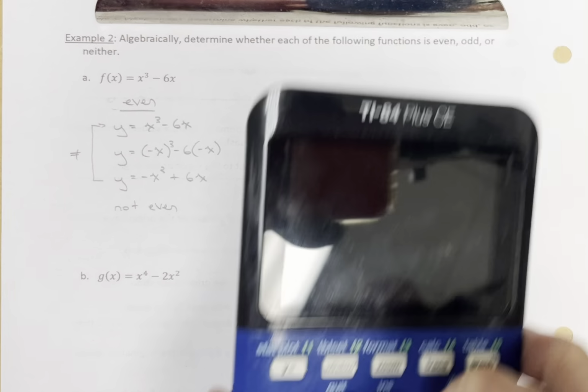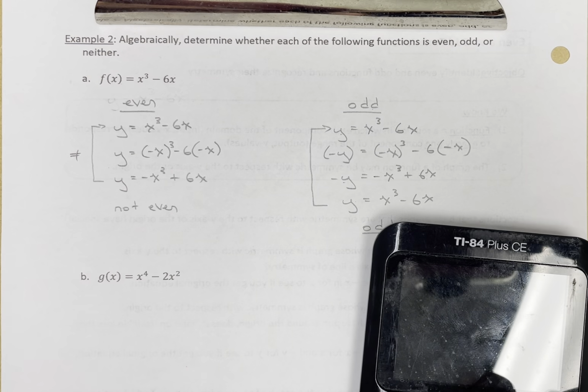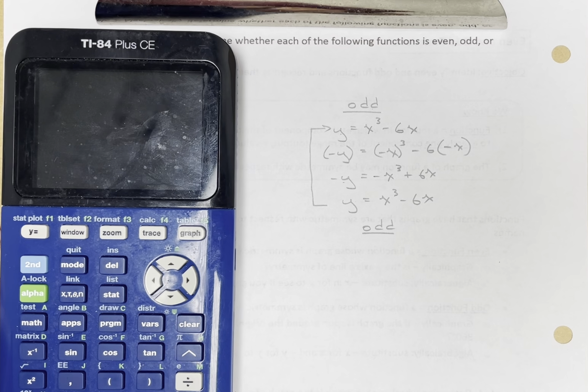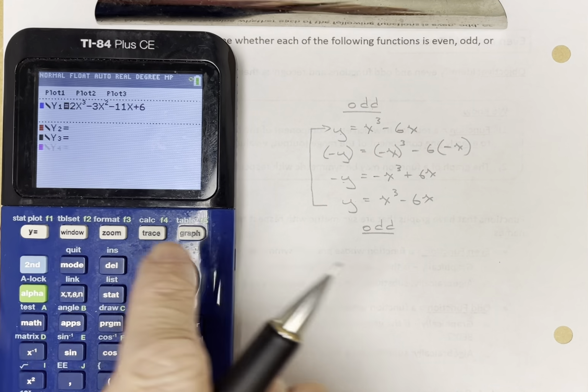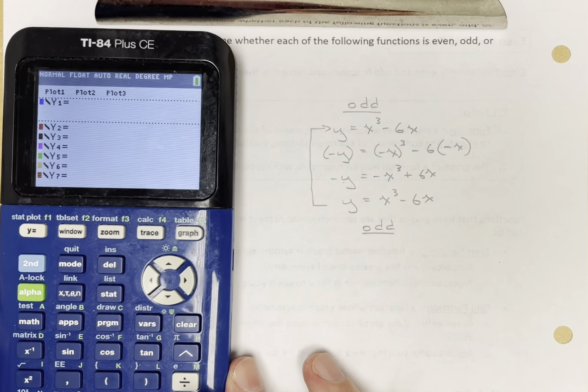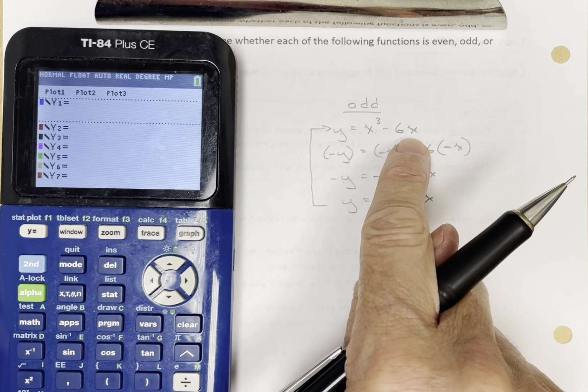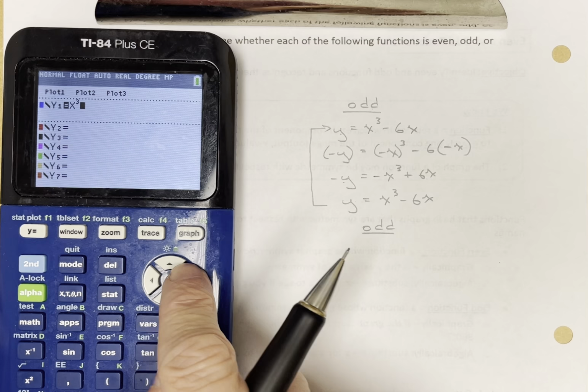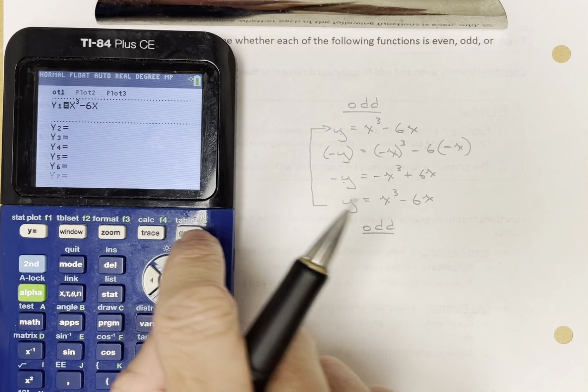I'll do this one on the graph. The other two you can do on the graph yourselves. We'll take a look at this one quickly on the graph. Okay. Y equals, clear out the previous, in my case, x cubed minus 6x. Let's graph this one.